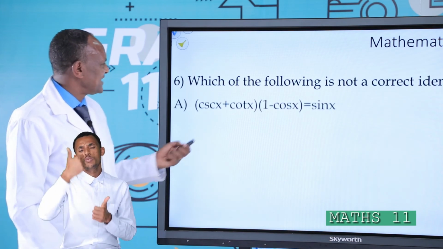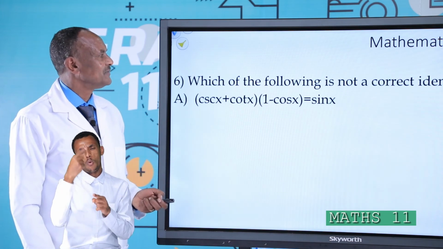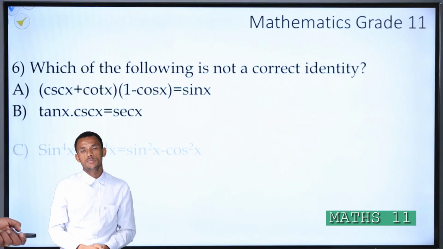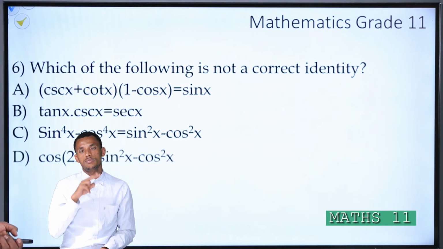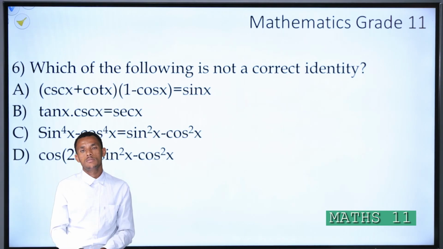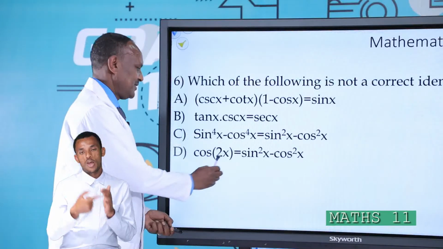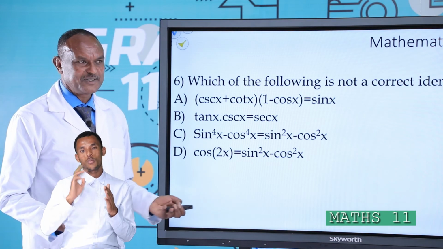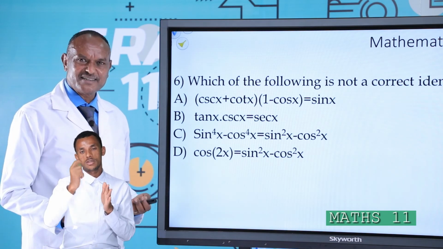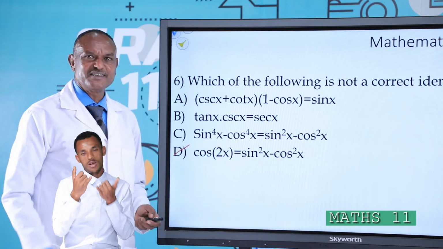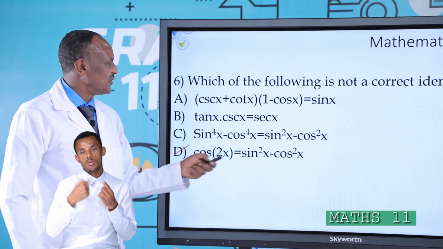You can see the others also. Which of the following is not a correct identity? If you are looking at that, cosine of x is the cosine of a double angle. What we said: cos squared x minus sine squared x. But it is written in the opposite way. So this was the wrong answer for that one. The others, if you want, you can also check.